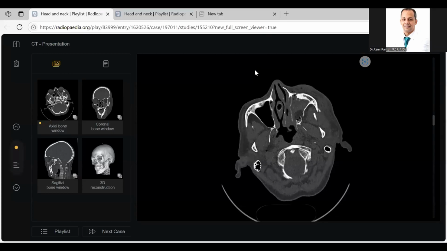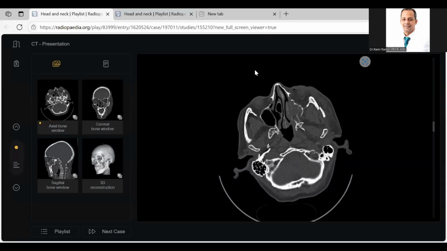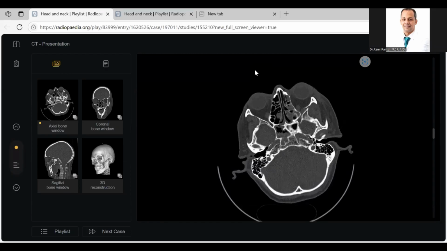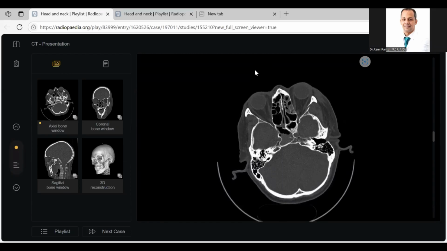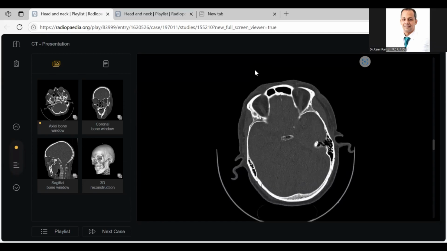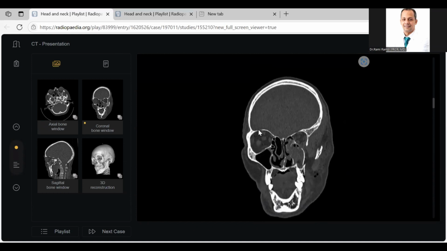There is an area of airspace opacification noted in the left maxillary sinus as well as bilateral ethmoid and sphenoid sinuses. The left maxillary wall appears disrupted. I will ask if there is any history of trauma. And yes, there is a history of trauma. There are multiple air locules noted. I will check the density of this area. If this is high density, it is likely hemosinus.